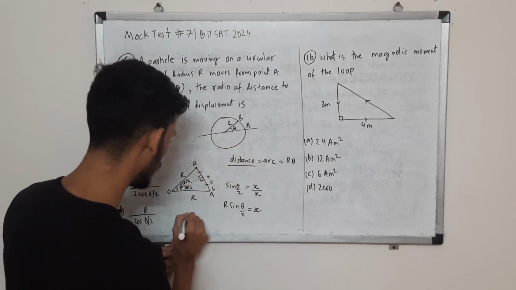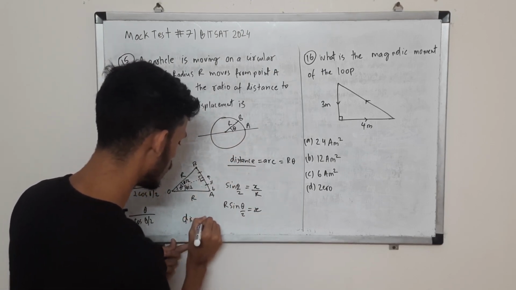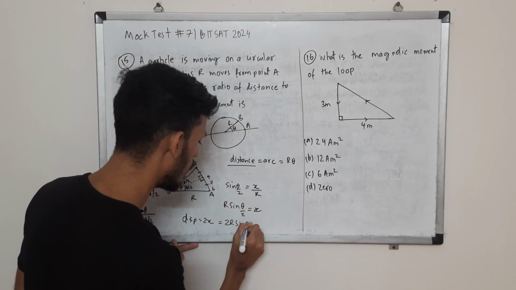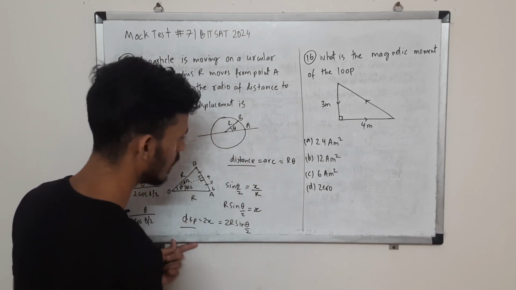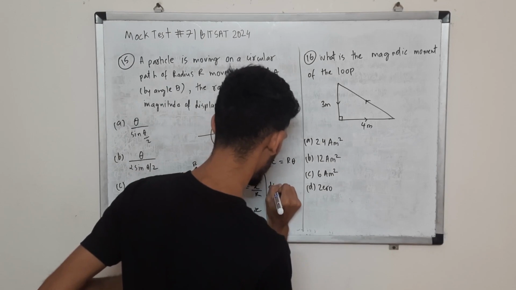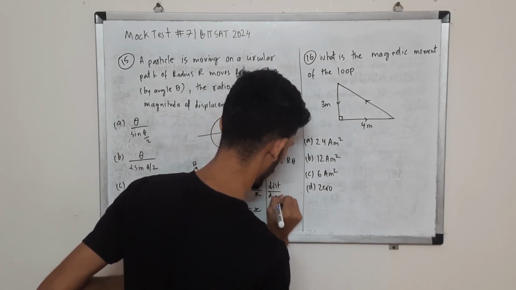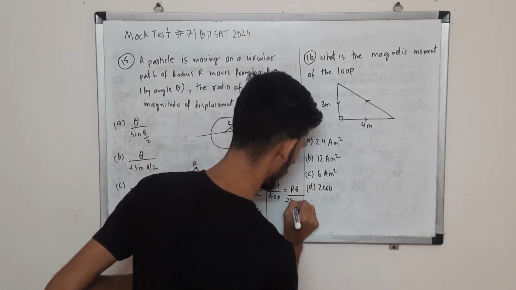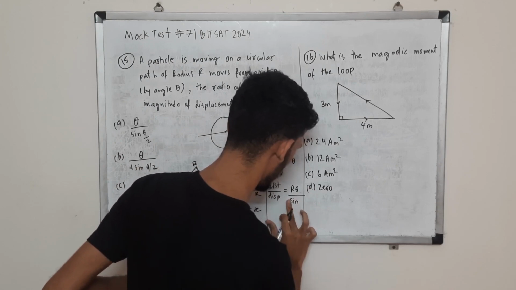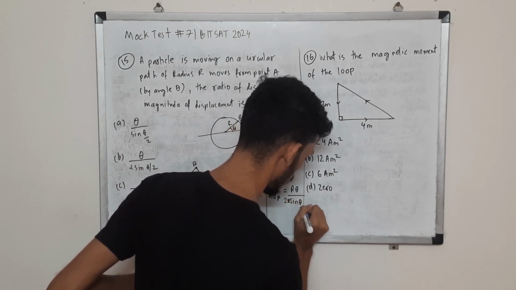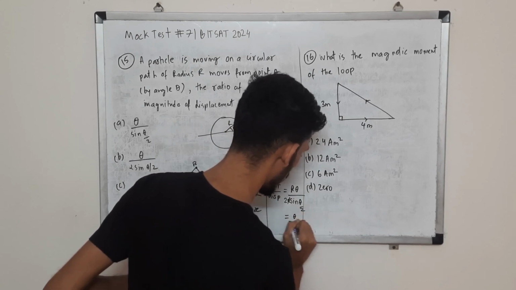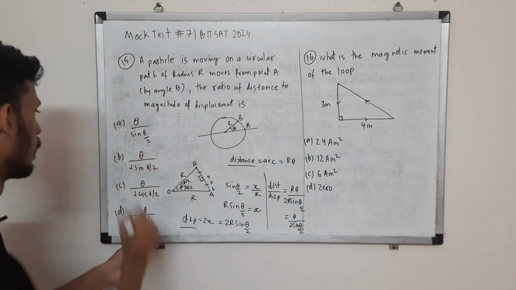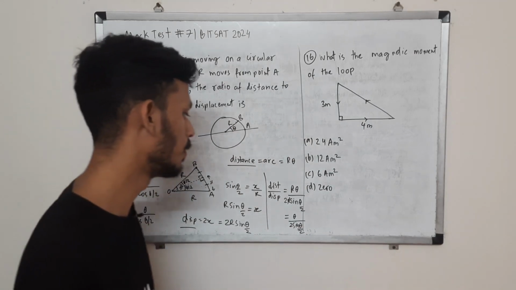But the displacement is 2x, from A to B. So 2 times this, 2r sine theta by 2, is the displacement, and this is the distance. Take the ratio, distance by displacement. So this is r theta, and this is 2r sine theta by 2. R cancels, and this is theta by 2 sine theta by 2, which is option B.